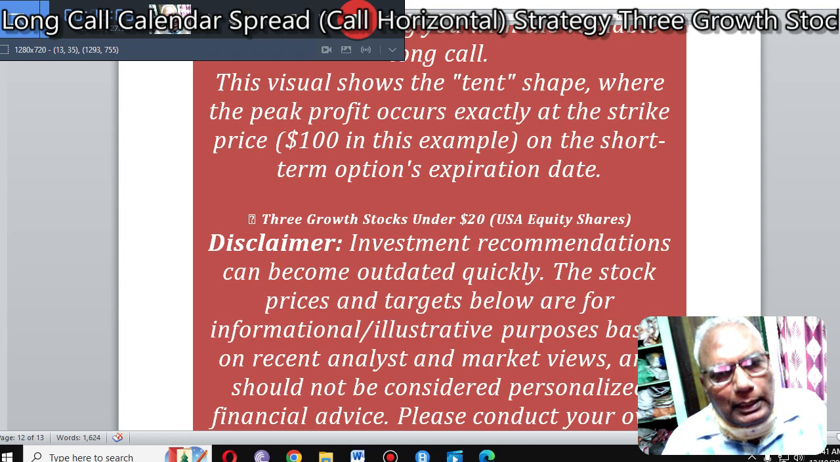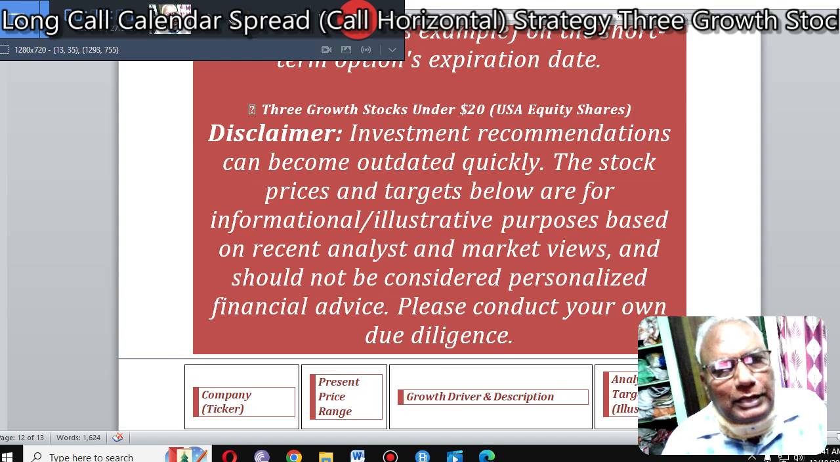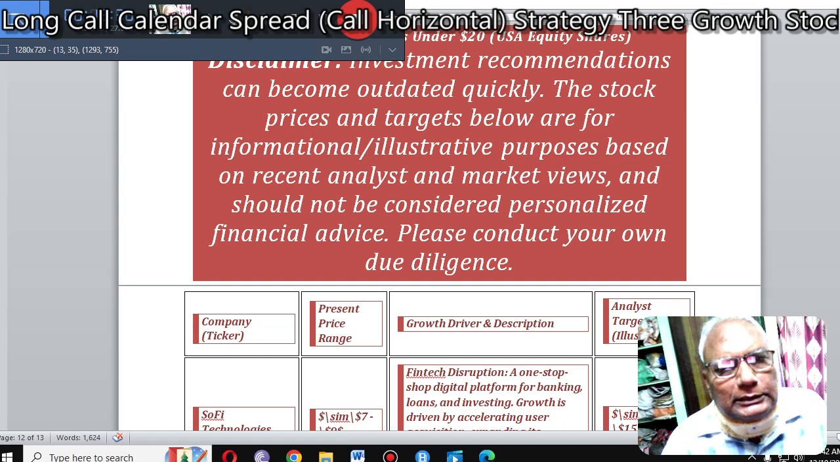Disclaimer: investment recommendations can be outdated quickly. The stock prices and targets below are for informational, illustrative purposes based on recent analytical and market views and should not be considered personalized financial advice. Please conduct your own due diligence.